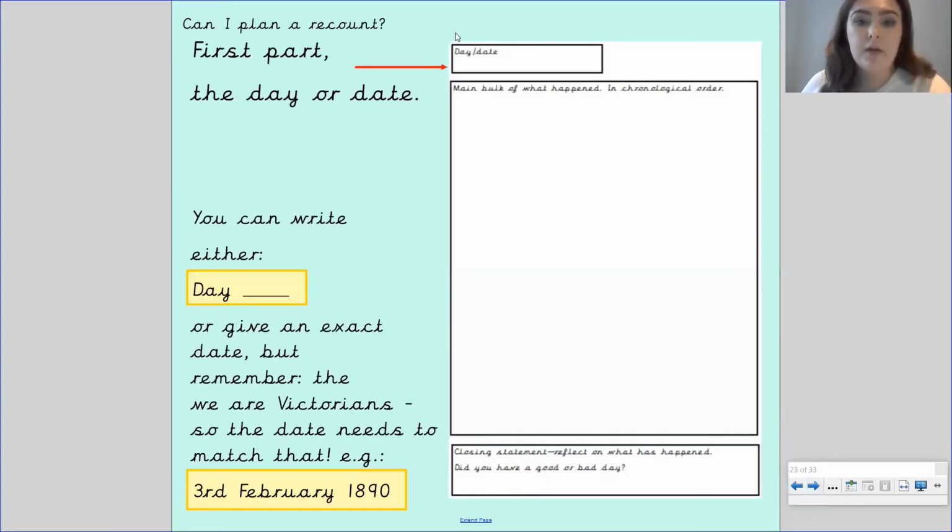So let's have a look at the first part, the day or date. You can either write the day, so day 72, or you can give an exact date. But remember, we are the Victorians, so the date needs to match that. So for example, you could have the 3rd of February 1819. So I'm going to go to my book now to show you what to do, and then you're going to have a go.